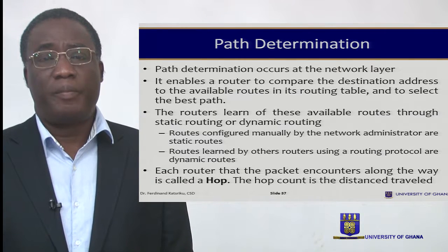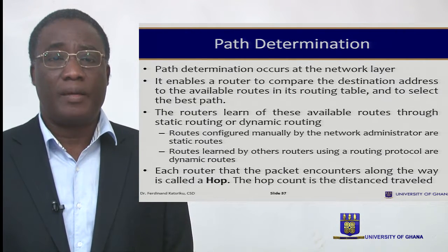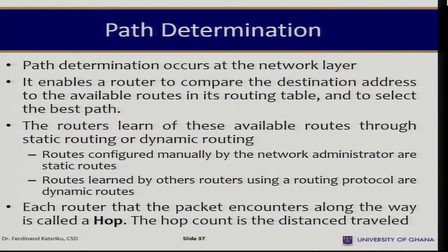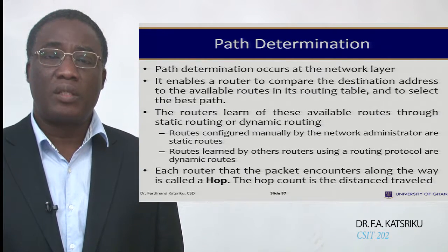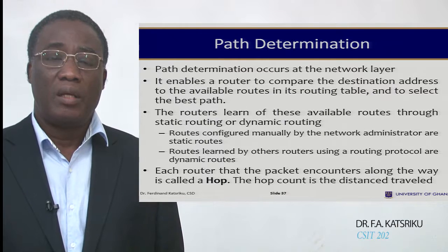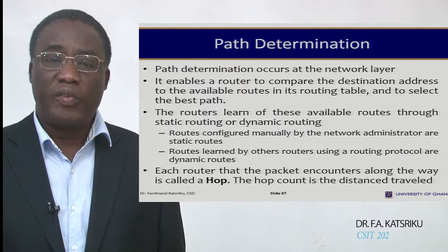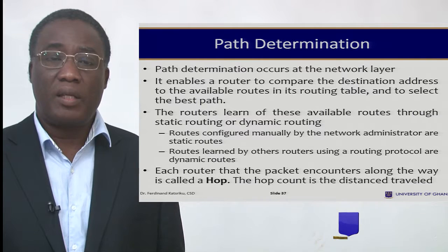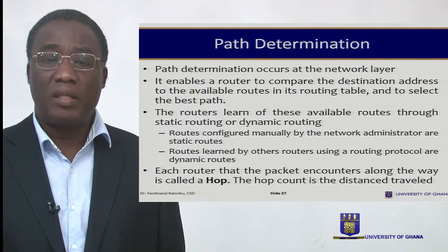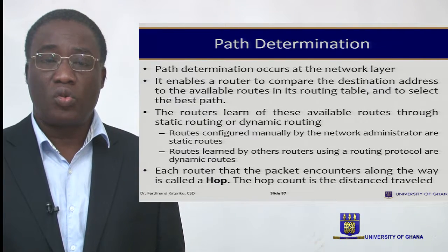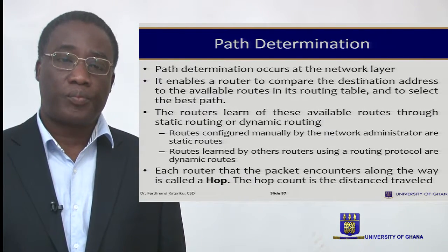How do we determine path? Path determination actually occurs at the network layer. It enables a router to compare the destination address to the available routes in its routing table and then to select the best path on which to forward the data. Routers learn of these available routes through static routing or dynamic routing. So routes can be configured manually by the network administrator, the ones that are called static, and the routes that are learned from others using a routing protocol are called dynamic routes.